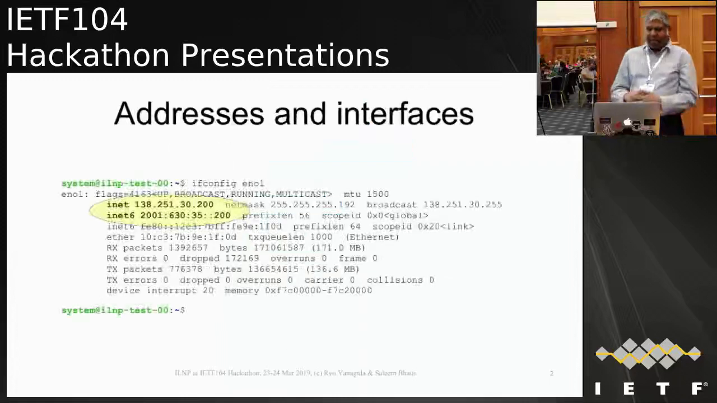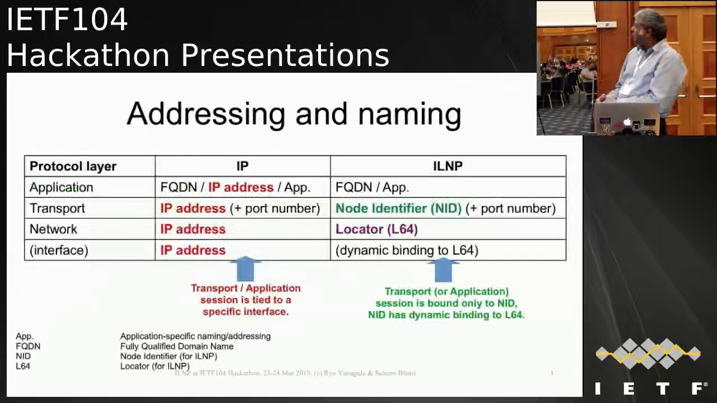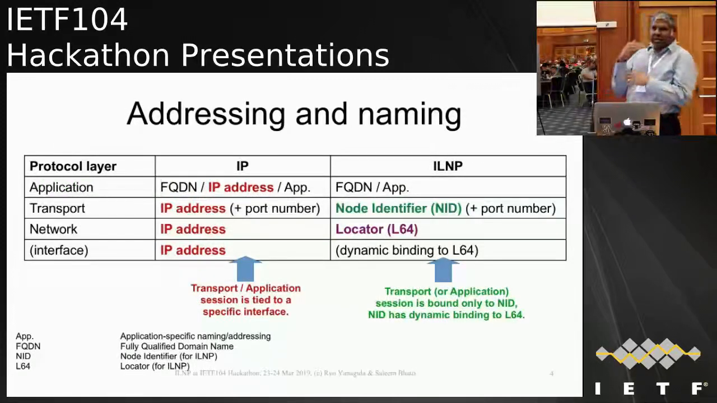Just a little bit of background on ILNP. It's a change to the way that addressing works for IP. So this is what we might see today. We have a Linux box and we see that an interface has an IP address attached to it. If we look at that in the context of the protocol stack, we see the IP address gets used in several places in the stack, and each time it has a different semantic.